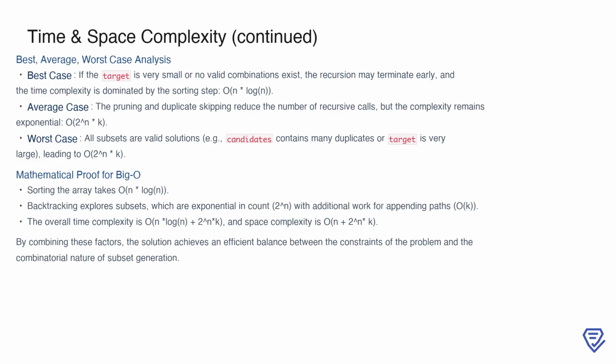On the space side, recursion depth contributes n, while result storage adds 2 to the power of n*k, resulting in a total space complexity of n plus 2 to the power of n times k. This analysis underscores the balance between the inherent computational challenges of the problem and the optimizations introduced by the algorithm.